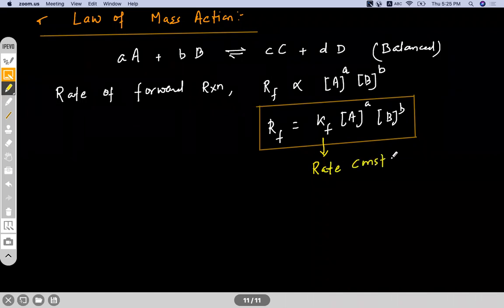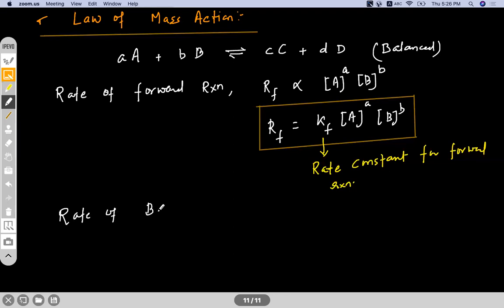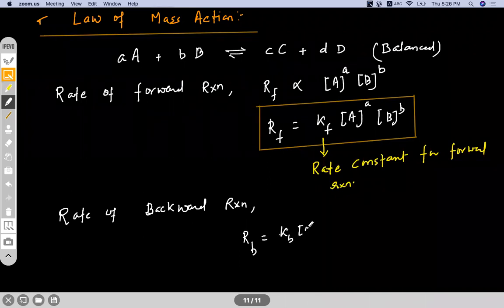Rate constant for forward reaction. So this F stands for forward. Rate constant, not equilibrium constant. What is equilibrium constant? We'll see. Similarly, according to law of mass action, we can also write the rate of backward reaction, that is RB, I'm sorry. RB equals KB, concentration of C to the power c, concentration of D to the power d.